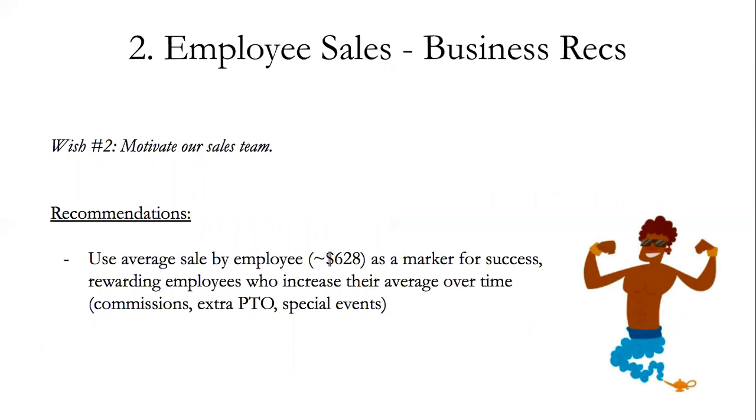So what that really could mean to motivate the sales team is it could be to choose that average number, which is around $628 per sale, as a marker for success and really rewarding employees who consistently reach above that average. It could be through awards as higher commissions, possibly extra paid time off, or special events to reward the employees who are reaching above that average on their orders.